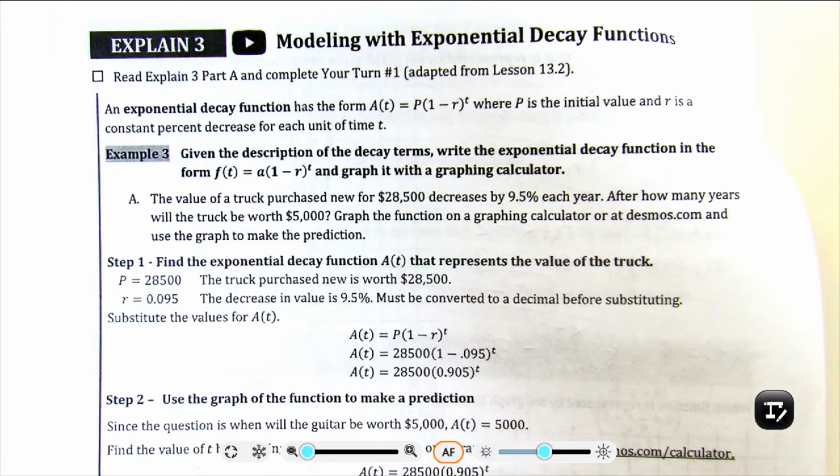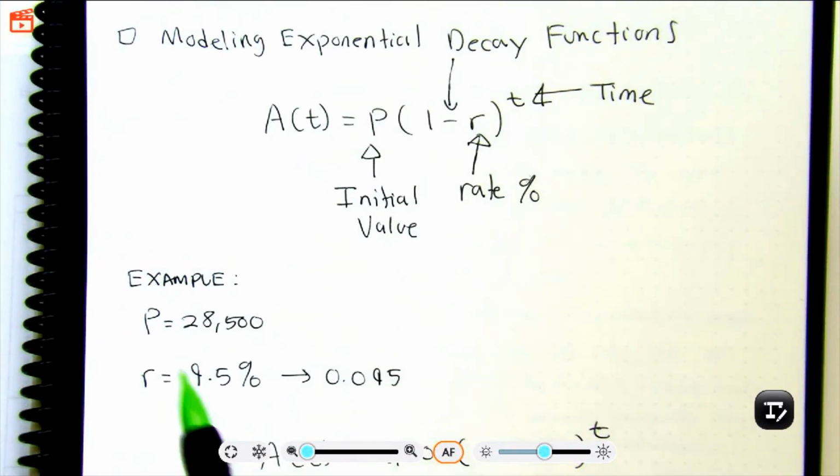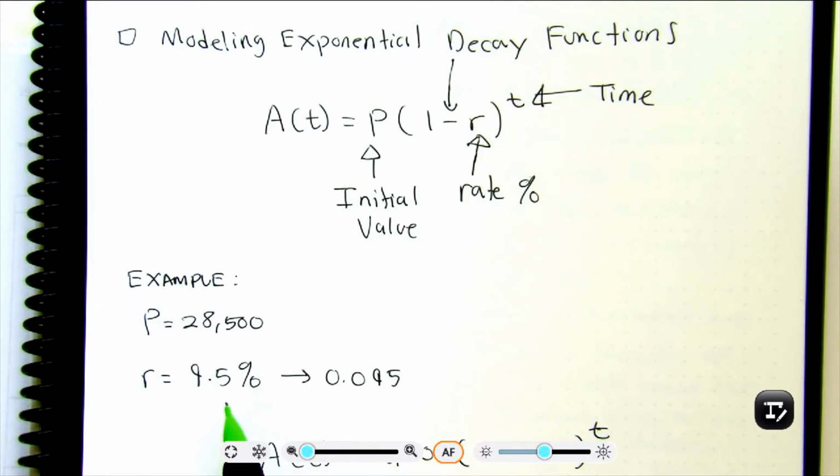So what we're going to be doing is looking at the initial value of the truck and then the rate. So the initial value is 28,500 and the rate is 9.5%, which changing this to a decimal becomes 0.095.